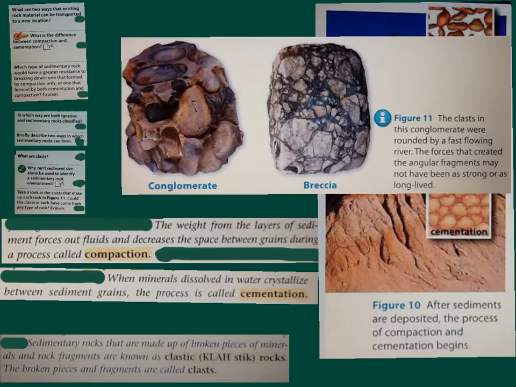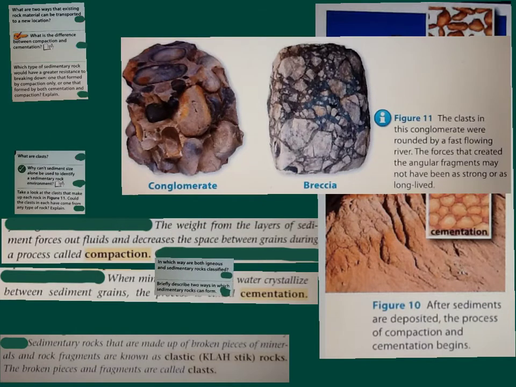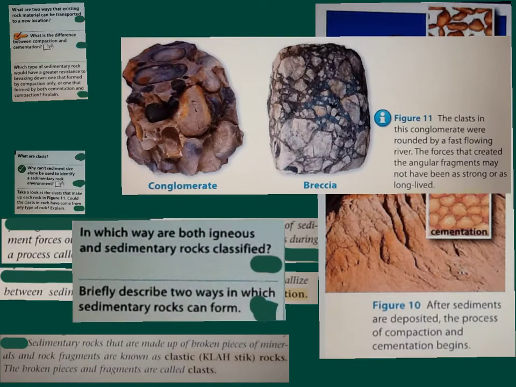Okay, so from that information, I want to pull this piece of information out. You are to pick one of these two questions to write down in your science journal and answer. In which way are both igneous and sedimentary rocks classified? And then the second one would be, briefly describe two ways in which sedimentary rocks can form.